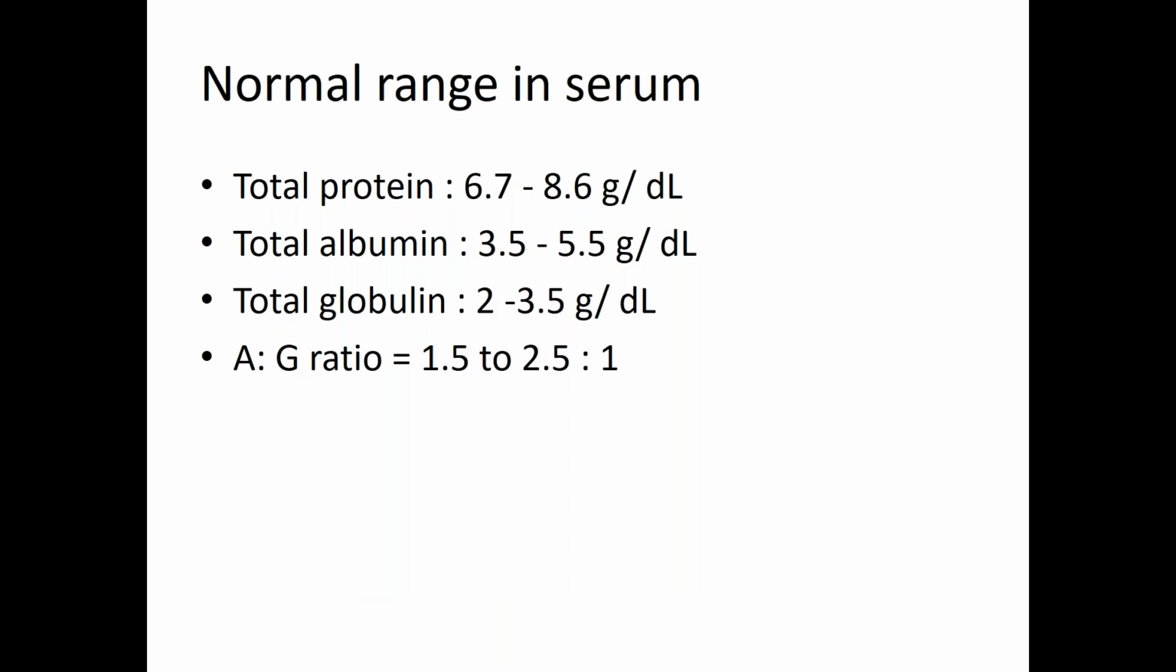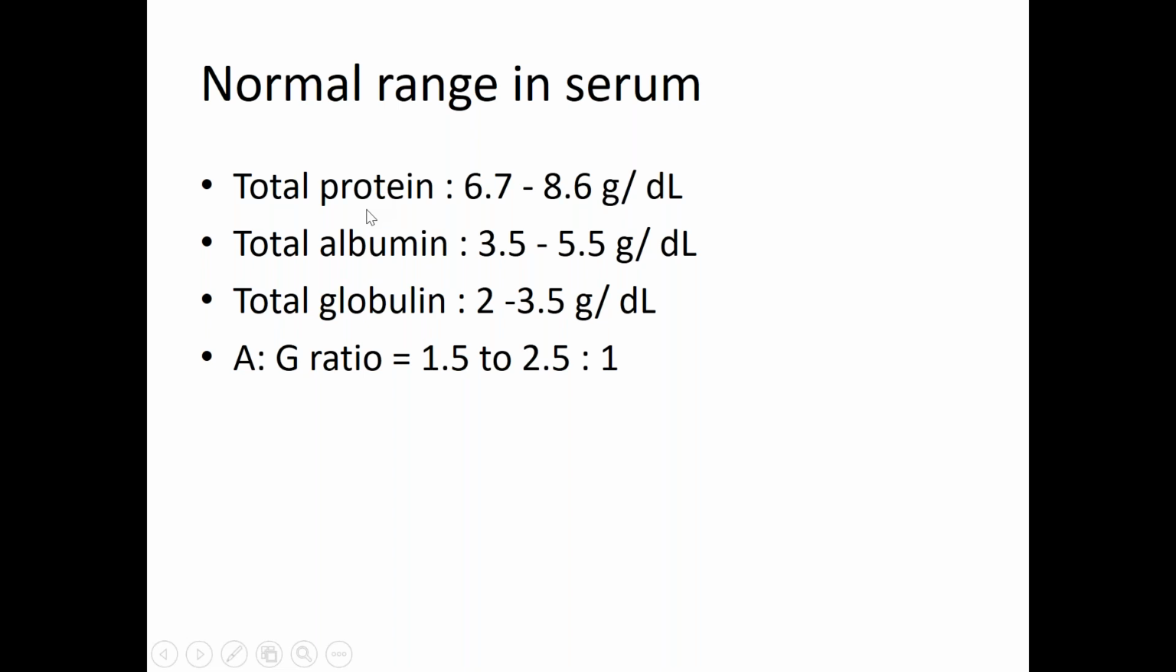Now the normal range of the serum proteins. You have to remember these normal ranges. Total protein in adults is 6.7 to 8.6 gram per deciliter. Please be careful with the unit, gram per deciliter, because most of the analytes are in milligram per deciliter. Protein is in gram per deciliter. Serum albumin normal level is 3.5 to 5.5 gram per deciliter. And total globulin normal level is 2 to 3.5 gram per deciliter.